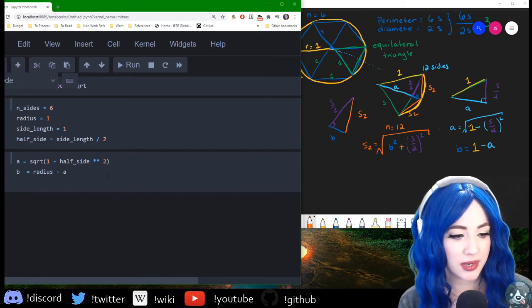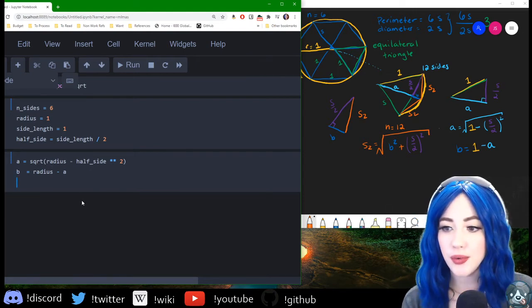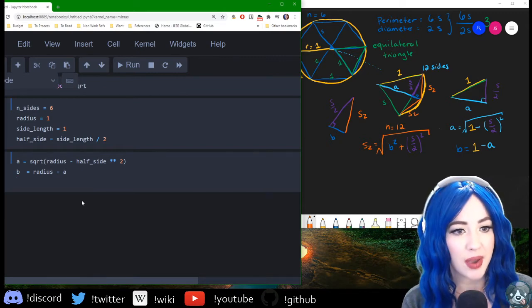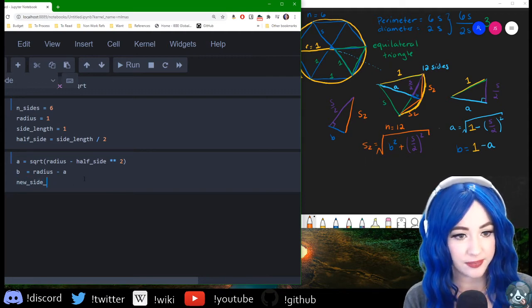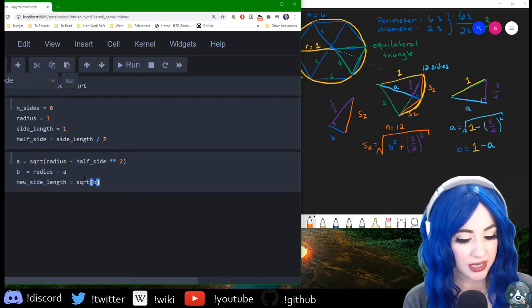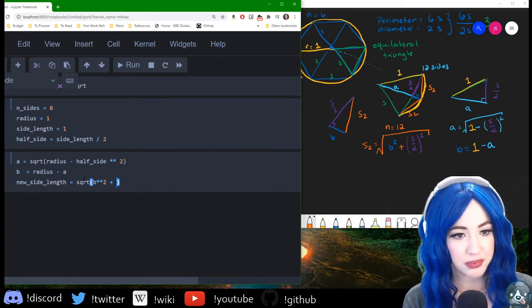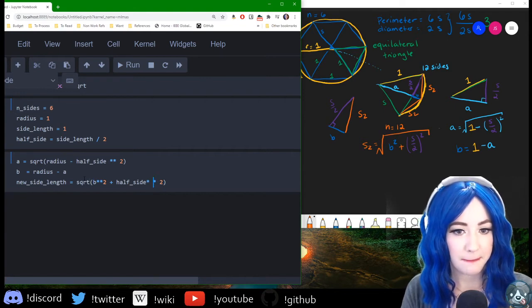And let's see. Radius. When the definition of A is actually radius. Yes. Thank you. Okay. And so we now have B. We now have our half side. So we can copy over here our math for our new side length. And that's just going to be another square root, and this time we need B squared plus our half side squared. Space it out so it's a little easier to see.